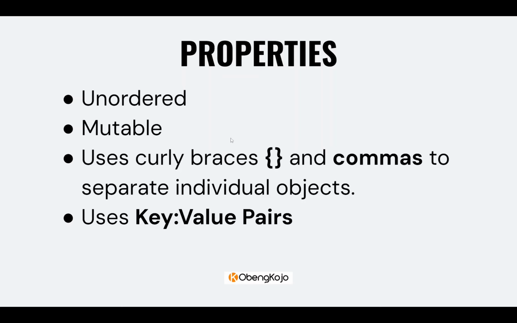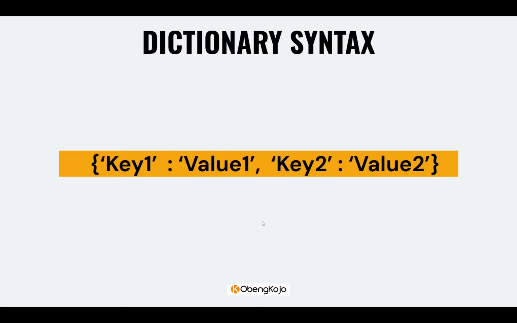And in creating a dictionary, we make use of what we call the curly braces and then commas to separate the individual objects within the dictionary. It employs the key value pairs as mentioned earlier. So let's look at the basic syntax of a dictionary.